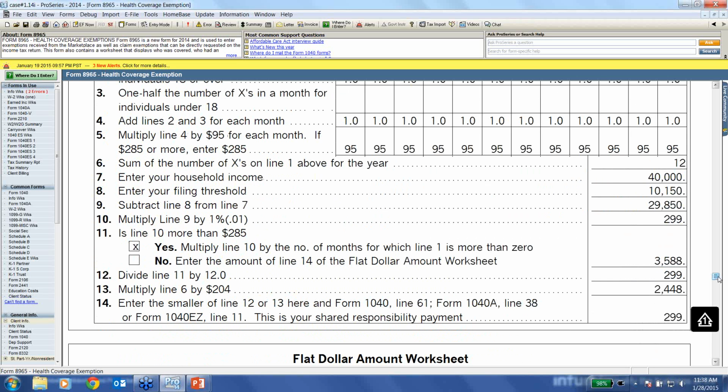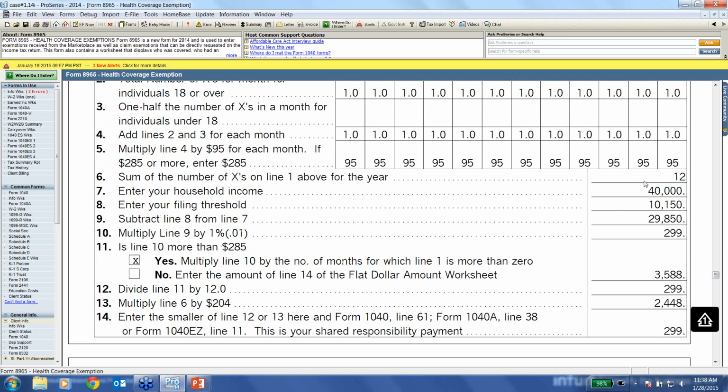Line 13 is the national average premium for a bronze level plan, and that provides an upper limit or a cap on what we have to pay back to the government. They automate it for you. They take the number on line 6 and multiply it by $204 right out of the instructions. And we have a big cap here. It's $2,448, and we're well underneath that. So the penalty for the year is going to be $299.